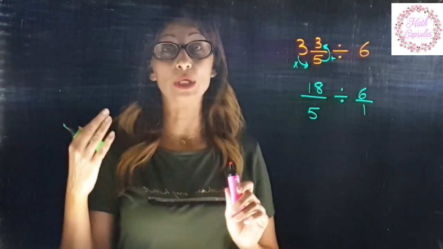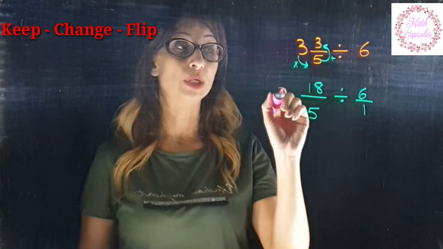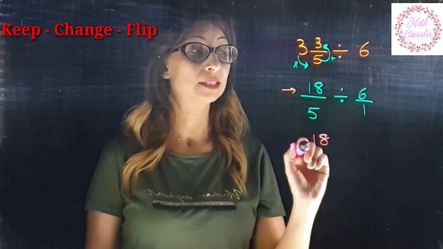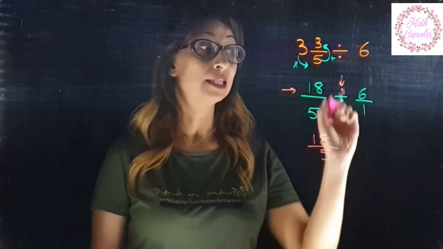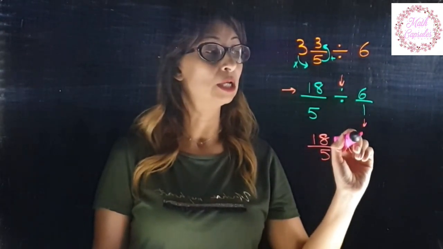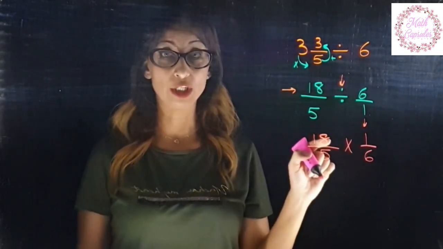Now again we use the rule keep, change, flip. So keep 18/5 as it is, change division into multiplication, then flip 6/1 to be 1/6. Now it is a multiplication problem.